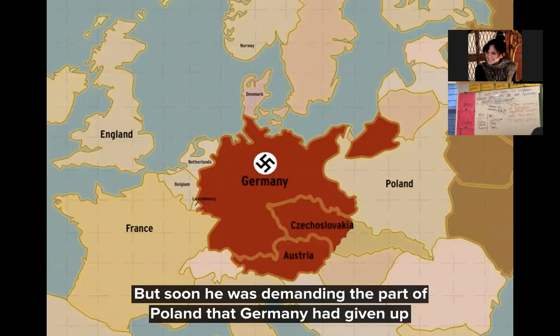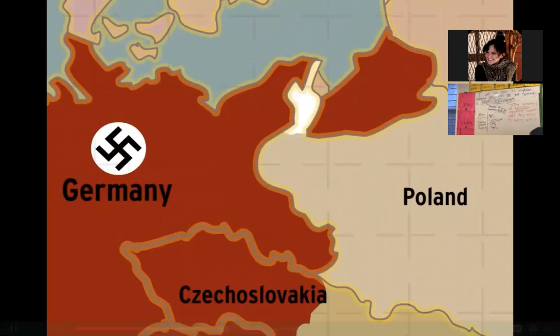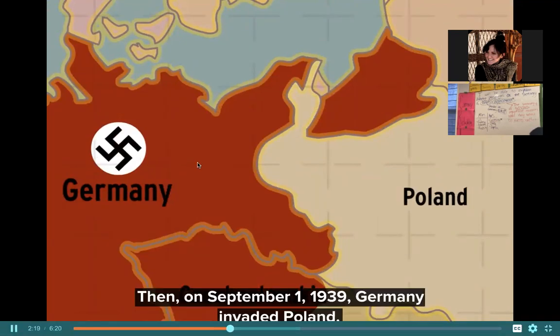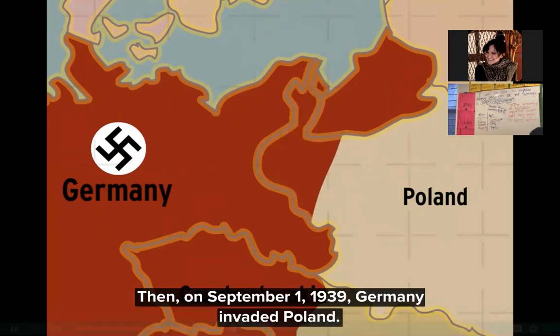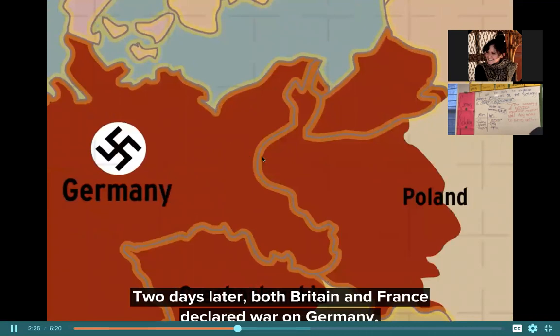But soon he was demanding the part of Poland that Germany had given up after World War I. Britain and France agreed to defend Poland against any aggression. Then, on September 1st, 1939, Germany invaded Poland. Two days later, both Britain and France declared war on Germany.